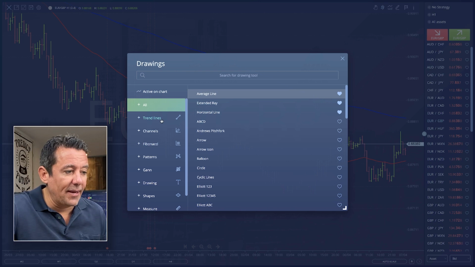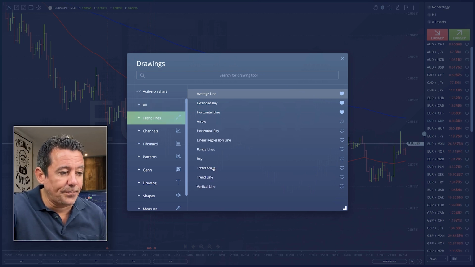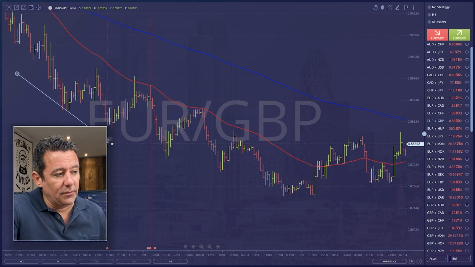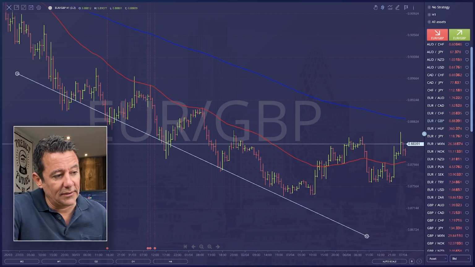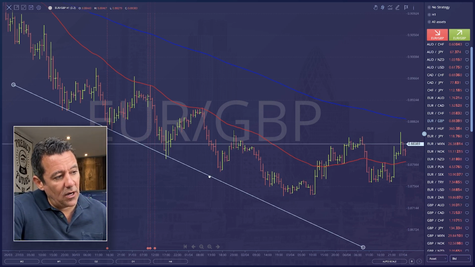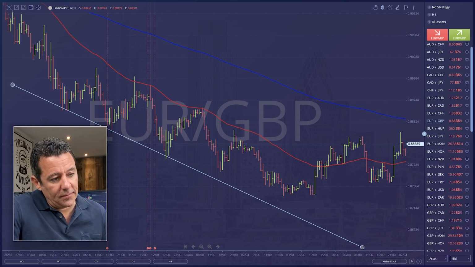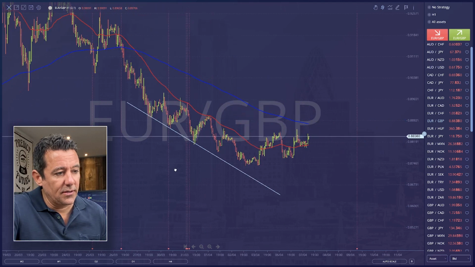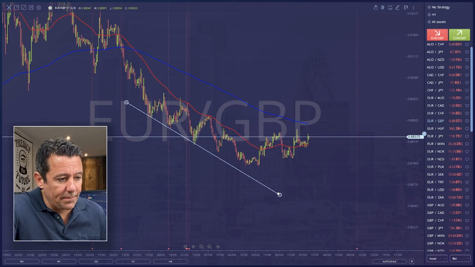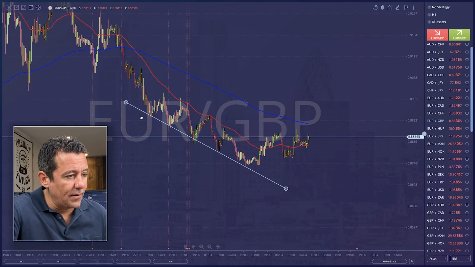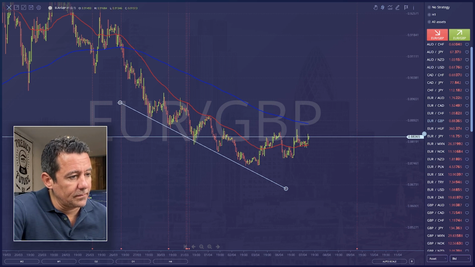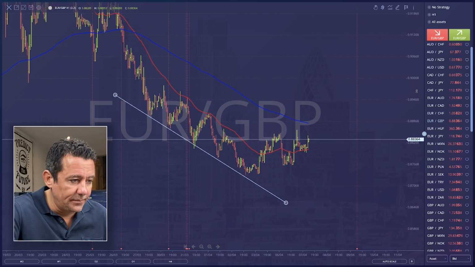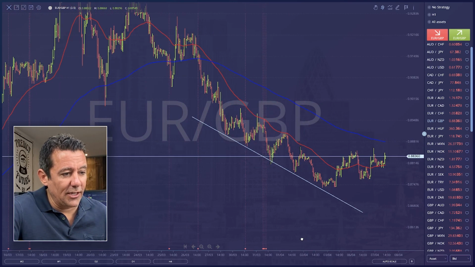I like to grab, again, the trend line tool, and I'm going to put a trend line in, but this time along the bottoms. I want you to just see why I'm doing this. So I'm going to take it along the swing lows. Okay, there we go. Great. Why am I doing that, you might wonder?